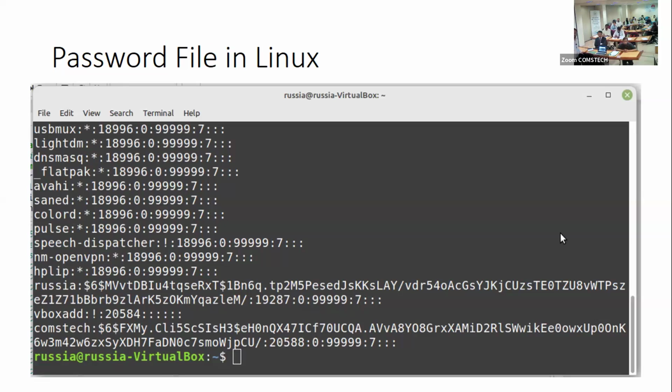Okay, and this is a snapshot of one of the shadow files. And you can see here USD Mux, Light EM, these are all the users. And my user is here, one of the user is comstech. Okay, and the password for comstech is here. Actually, this is not the password. This is the hash of the password. Okay, for more technical terms, this part is the salt. This is the salt. This thing, and this is the hash of the password.